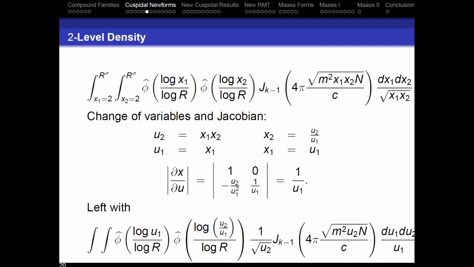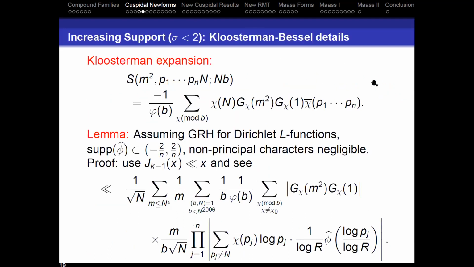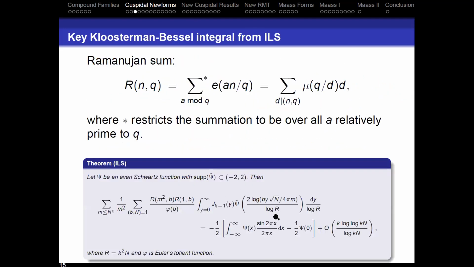Here is the expression that we end up getting. We have our two test functions. Here we chose them to be the same: phi of the first one, phi of the second one. We have a Bessel function now with two parameters. And then we have dx1 dx2 over the square root of x1 x2. This is the double integral we need to do. This double integral is the generalization of this integral over here. It should look very similar to the integral piece over here. And then we would just hit it with all this garbage over here and do all the sums.